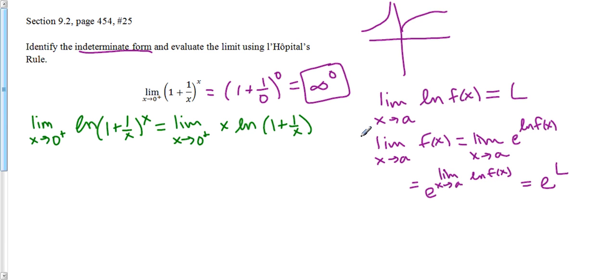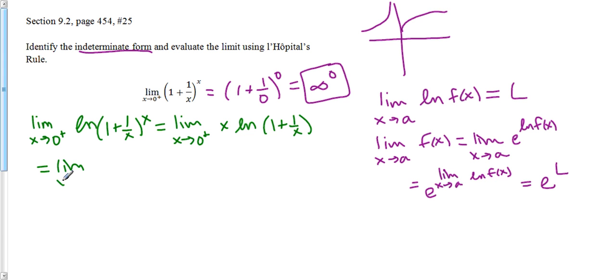Now I have a problem here, because in order to be able to apply L'Hopital's rule, I need to have a numerator and a denominator, and I don't have that right now. So we're going to need to get a little creative, and basically what we're going to do is take this x and move it into the denominator.